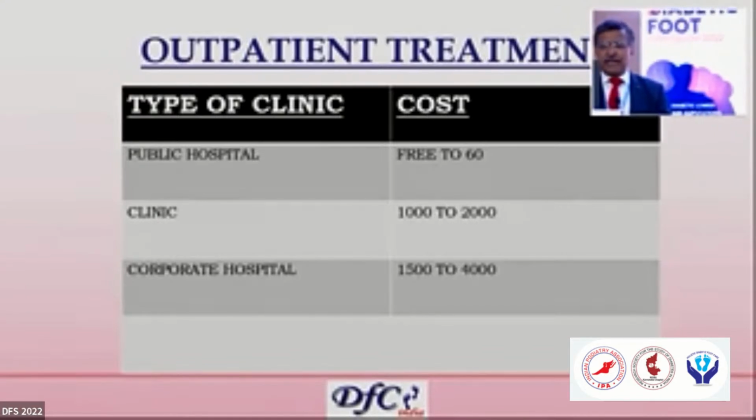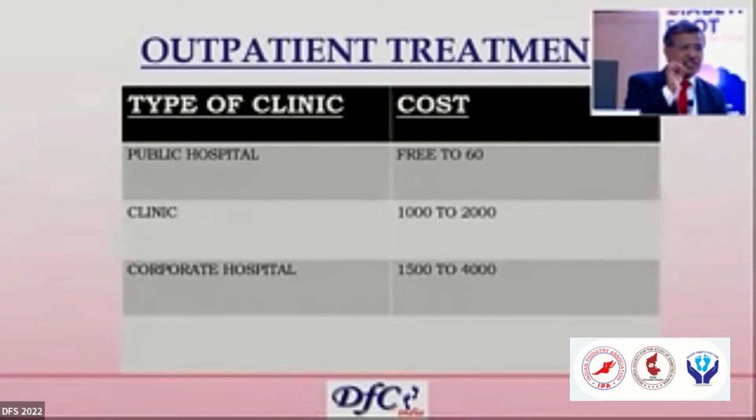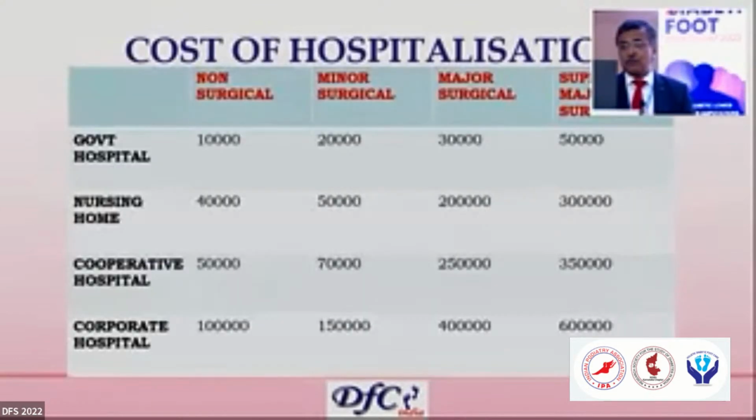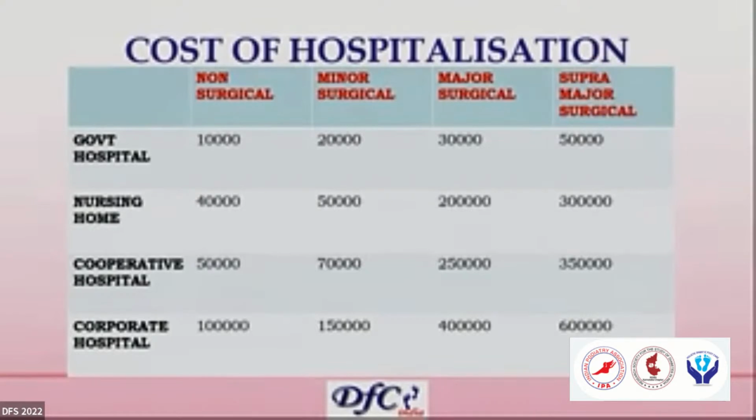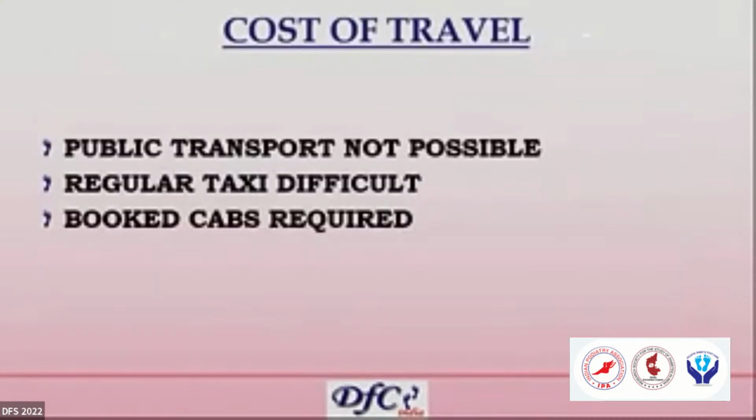Here, what we find is that just the consultation cost could be anywhere from 0 to 60 rupees at a public hospital to a corporate hospital where one consultation is around 4,000 rupees. Similarly, the cost of hospitalization in a government setup could vary from 50,000 rupees to a corporate hospital where the expenses just go haywire. I've written this cost of about 6 lakh rupees for a major amputation. But God forbid if this patient has a renal disease, has ischemic disease, and lands up in the ICU, the cost escalates not just 2 times, but it could be 3 to 4 times or even more.